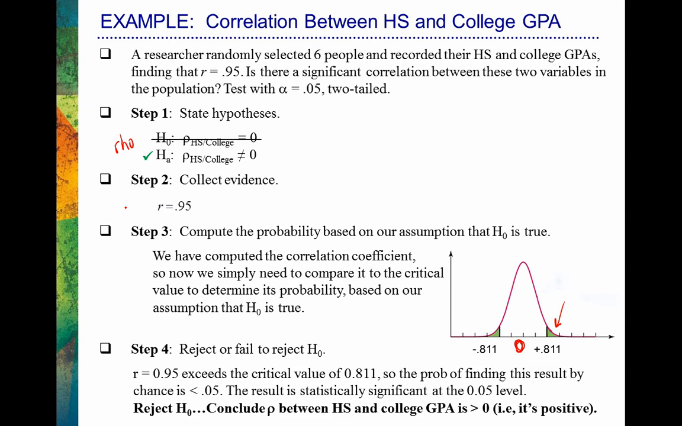So we conclude that the population correlation between high school and college GPA is greater than 0. In other words, it's positive. We have a positive correlation. All right, well, we found a statistically significant result. Let's go through an example to see what it would look like when we would not have a statistically significant result with a correlation coefficient.